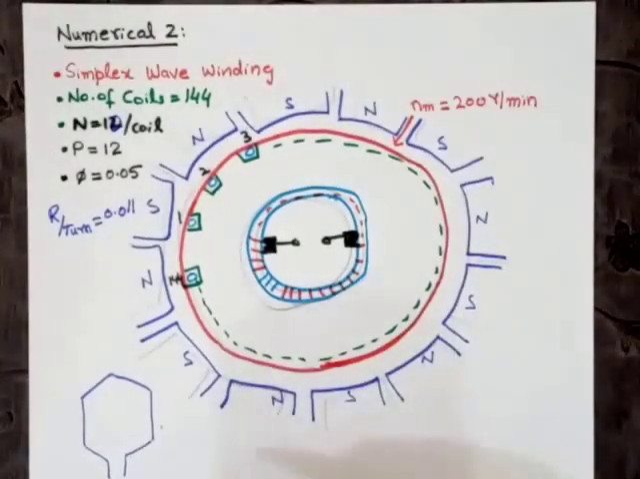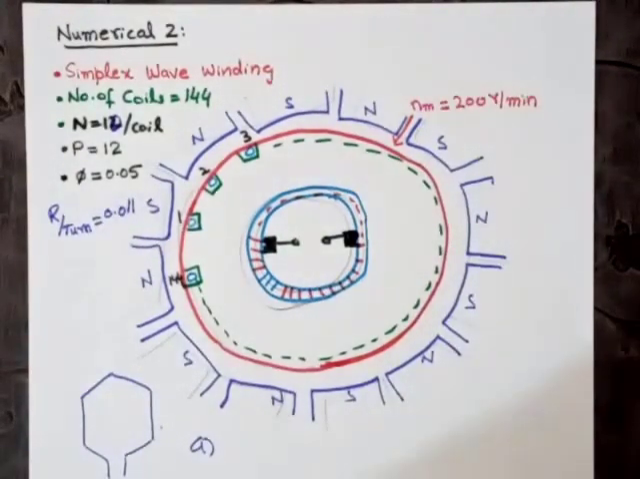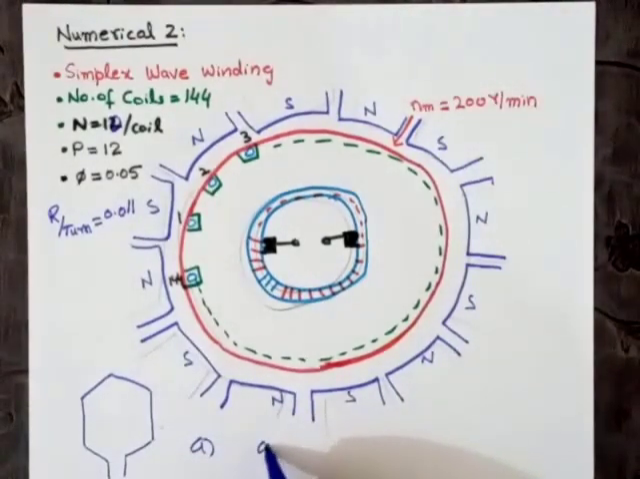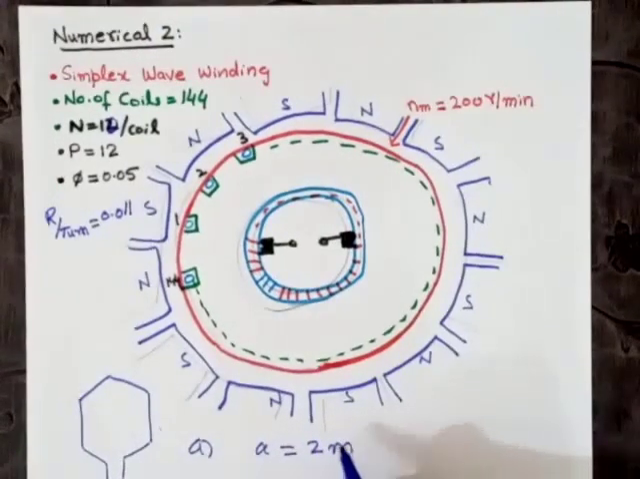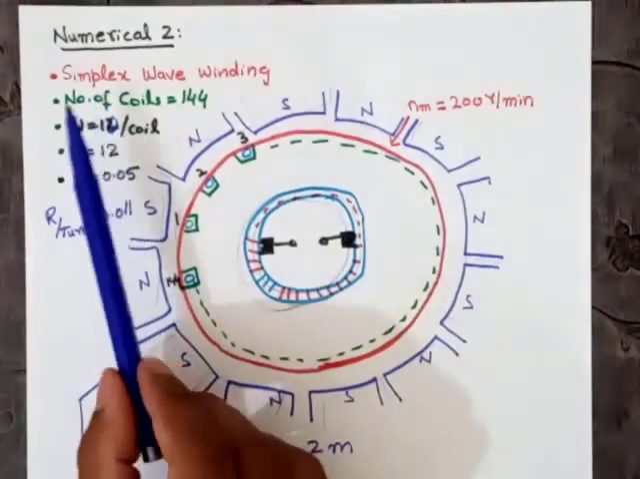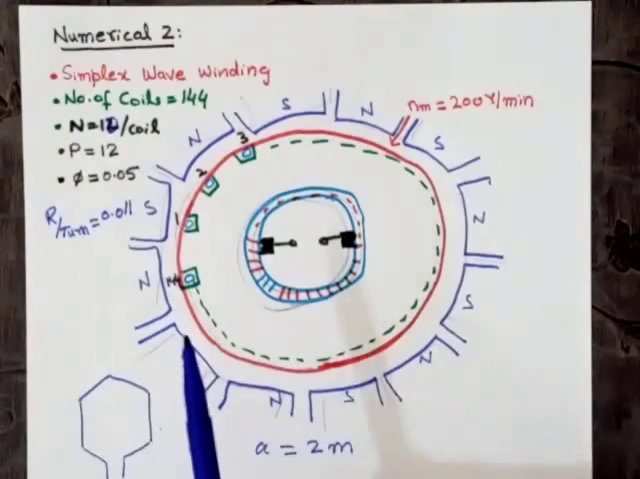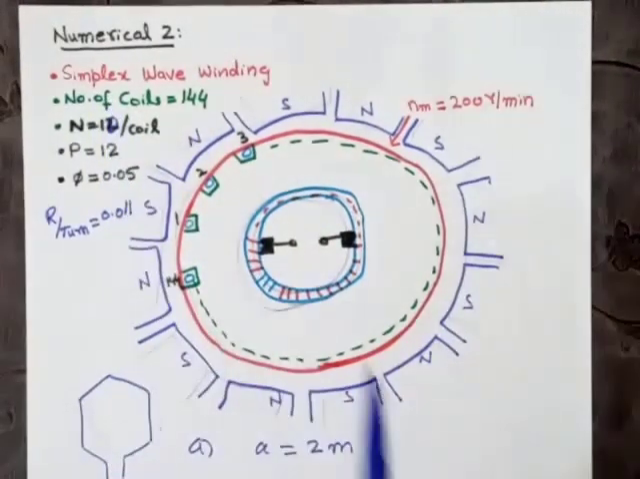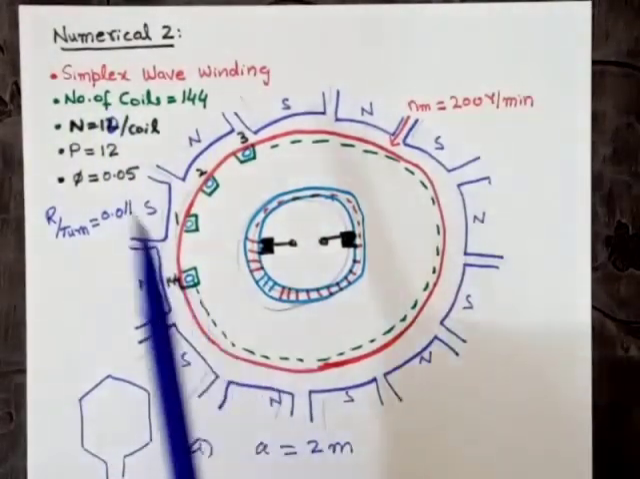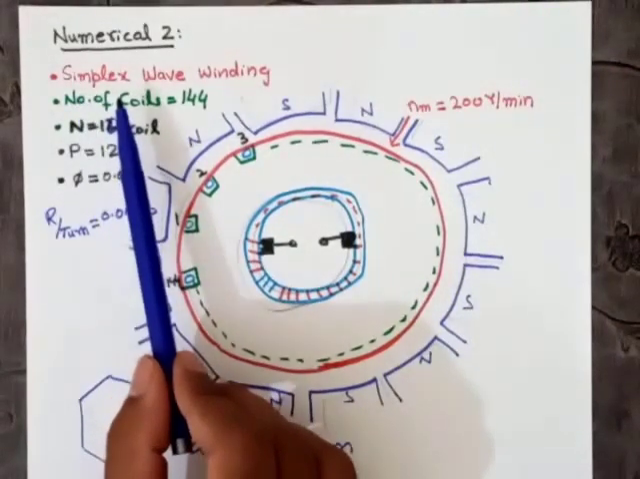Now part A is: how many current paths are there in this machine? As we know, in case of wave winding, the formula for parallel current paths is A equal to 2m, where the value of m is 1 because the winding type is simplex. In case of simplex winding, the value of m will be 1. In case of duplex winding, the value of m will be 2. Here the winding type is simplex wave winding.